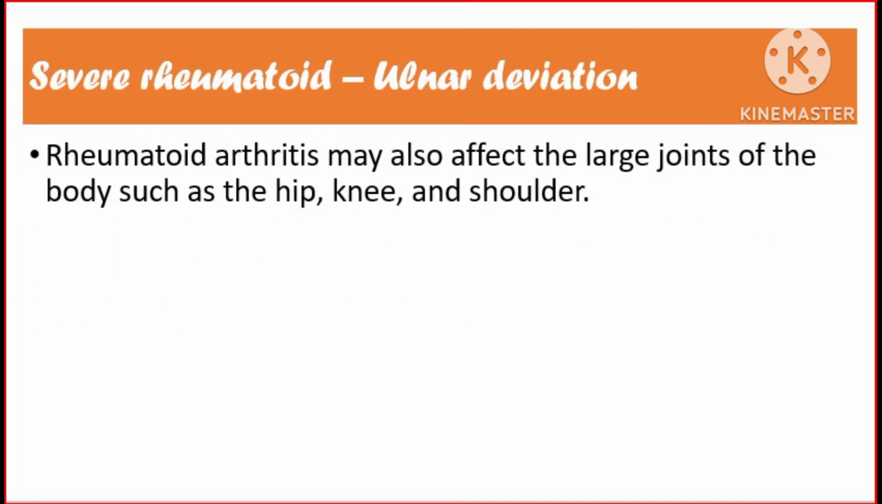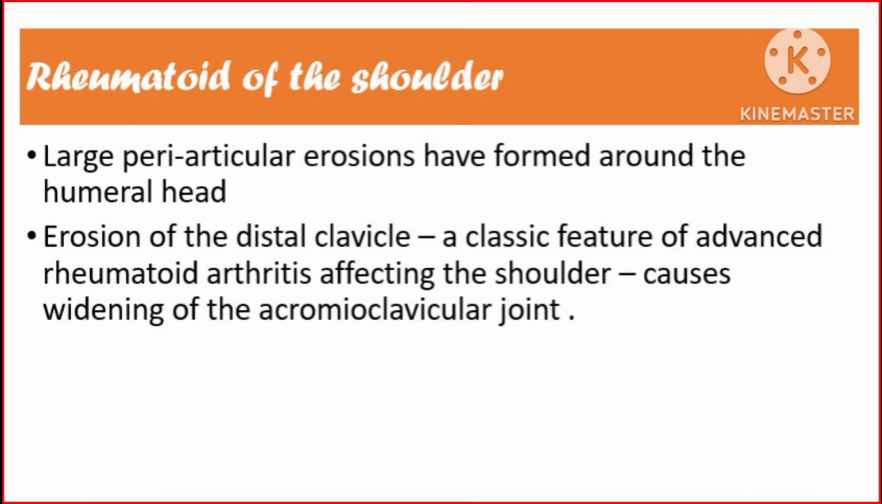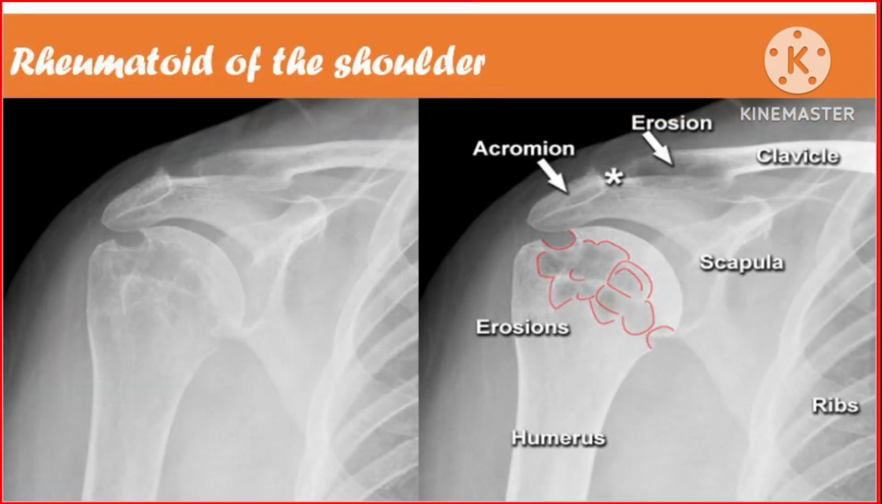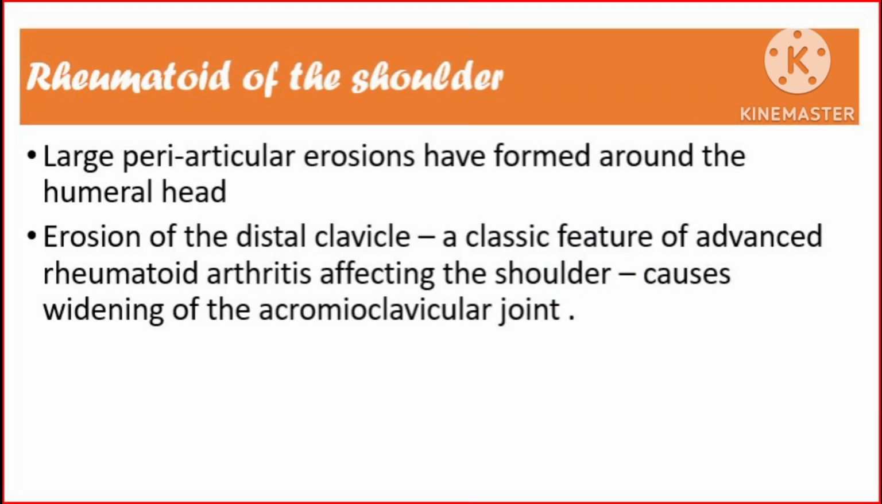Rheumatoid arthritis may also affect the large joints of the body, such as the hip, knee, and shoulder. Rheumatoid of the shoulder. Large periarticular erosions have formed around the humeral head. Erosion of the distal clavicle, a classic feature of advanced rheumatoid arthritis affecting the shoulder, causes widening of the acromioclavicular joint.